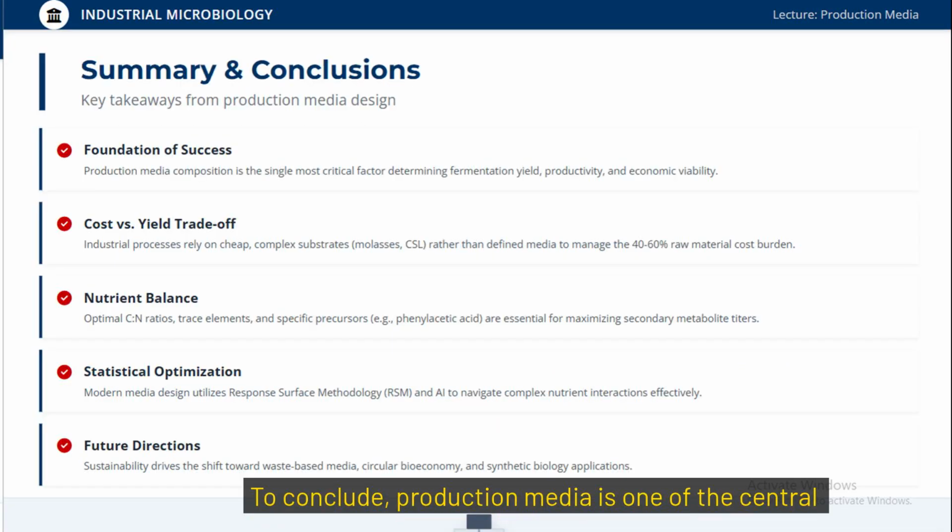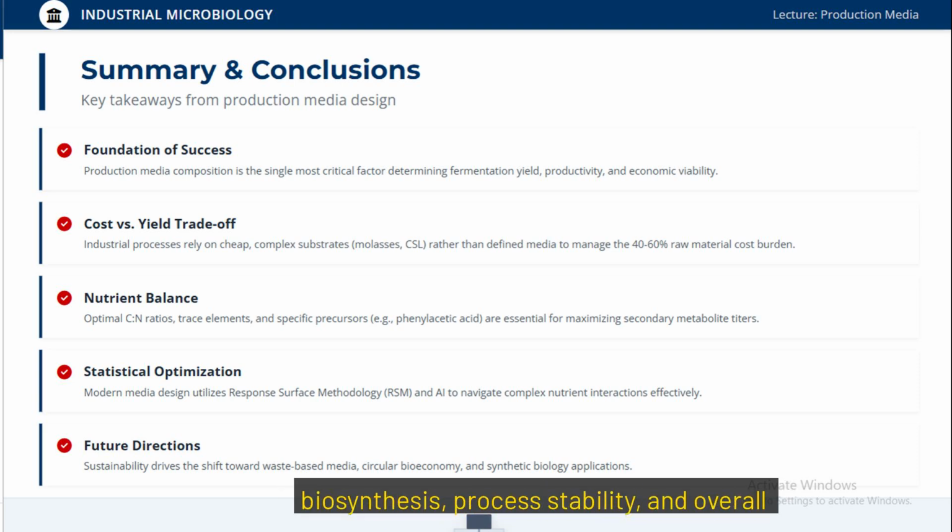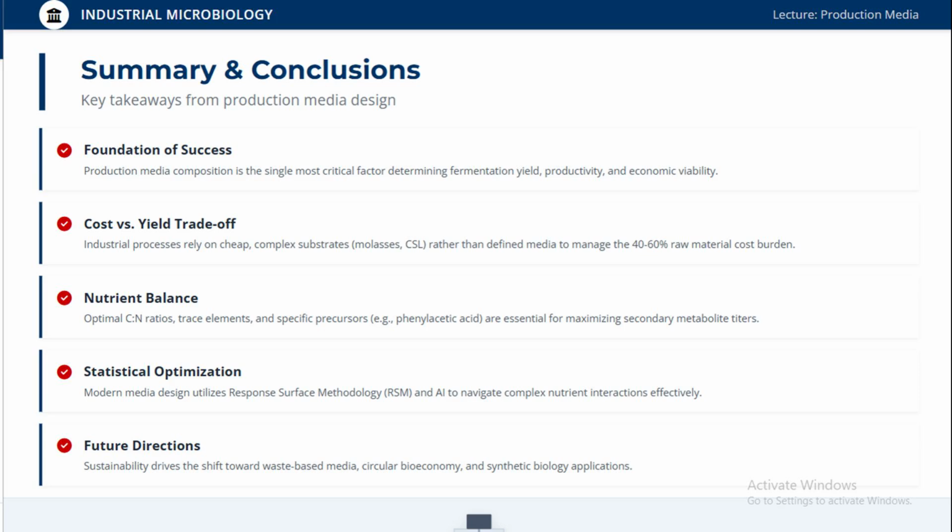To conclude, production media is one of the central pillars of industrial microbiology. It determines microbial growth, metabolic activity, product biosynthesis, process stability, and overall economics. A production medium contains more than nutrients. It contains carefully selected components that influence physiology, productivity, and scale-up performance. Carbon and nitrogen sources form the nutritional foundation, while minerals, growth factors, precursors, inducers, and antifoams fine-tune the system.